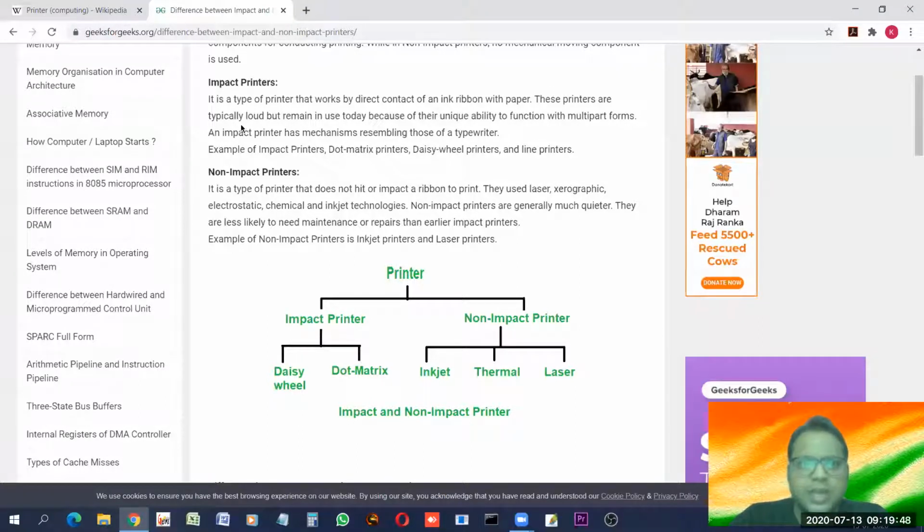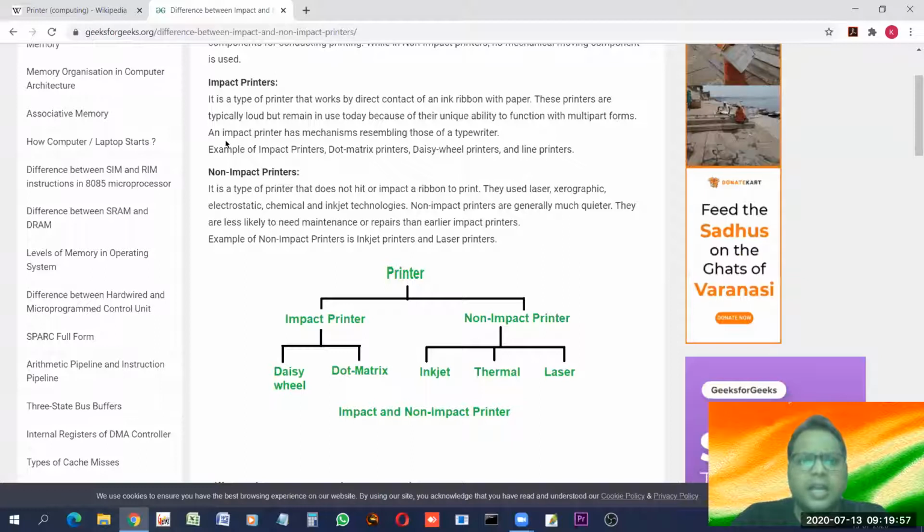These printers are typically loud but remain in use today because of their unique ability to function with multi-part forms. An impact printer has mechanisms that resemble those of a typewriter. Means mostly all the impact printers use technology similar to the typewriter. For example, the dot matrix printer. We'll see more about these printers in our next class, but I have a light idea about this.